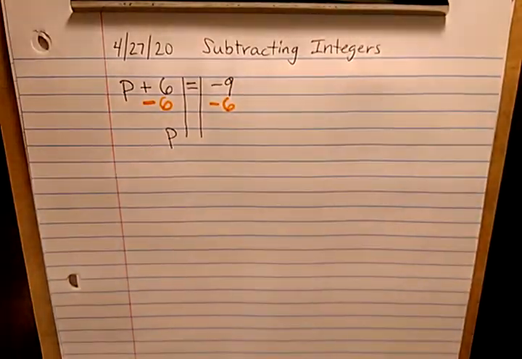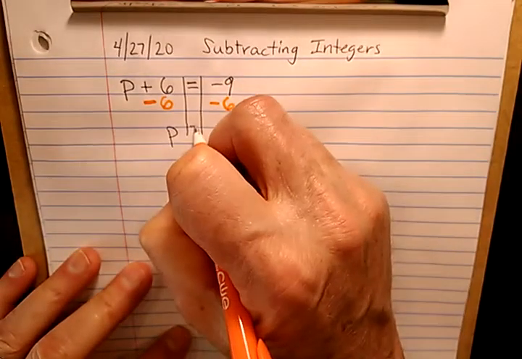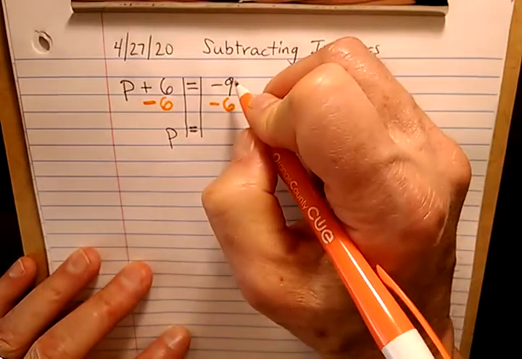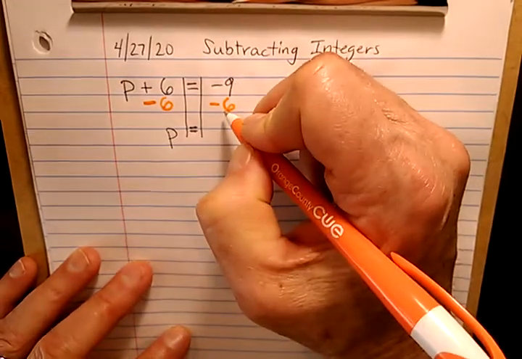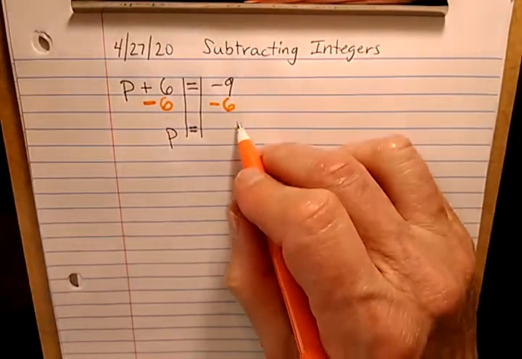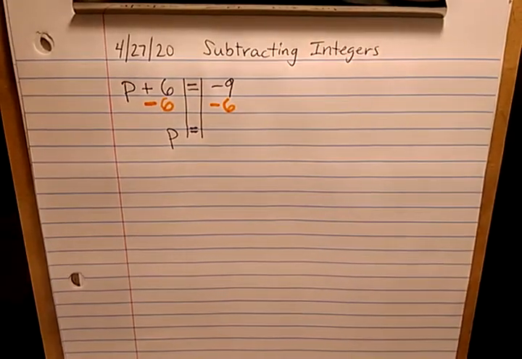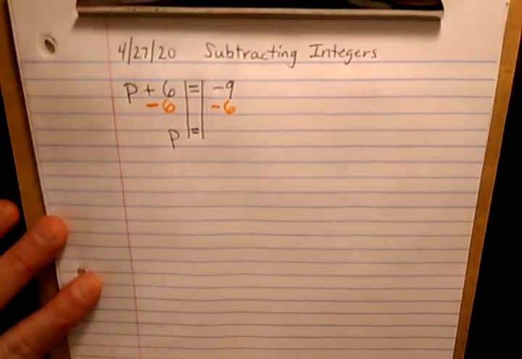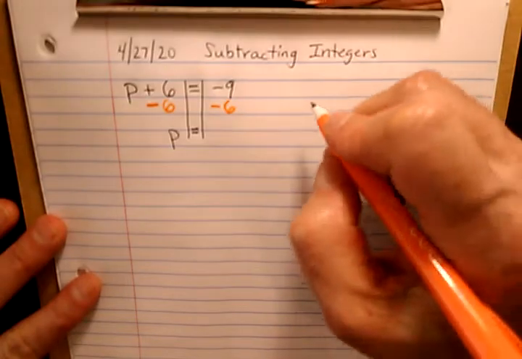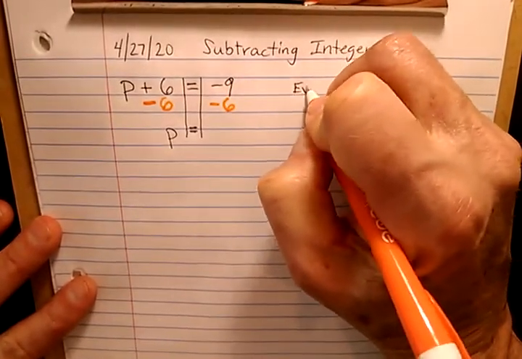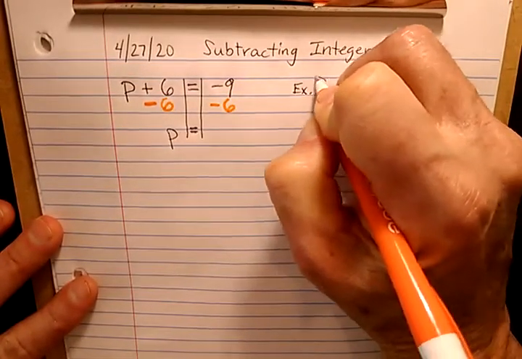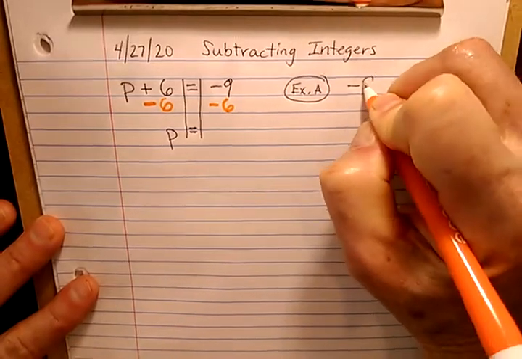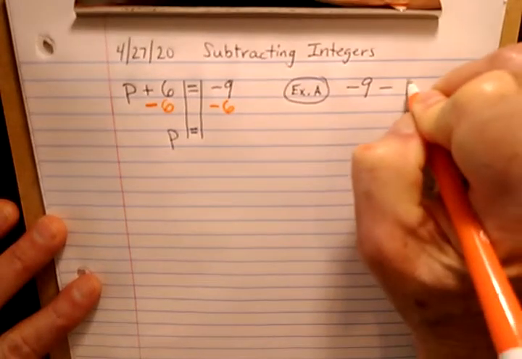But this is where the difficulty came. Some students were having difficulty with -9 minus 6. And so they ended up getting the wrong answer here. I want to talk about how to do -9 minus 6. So let's write example A here. -9 minus 6.